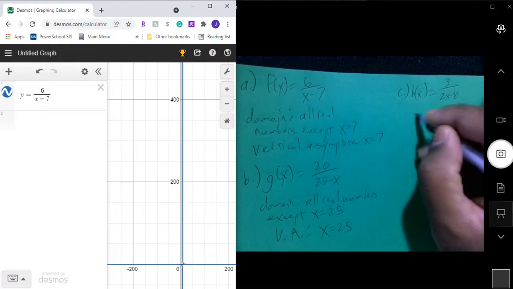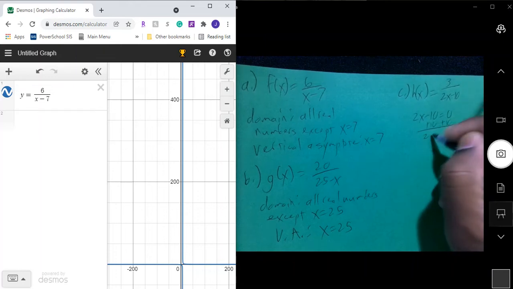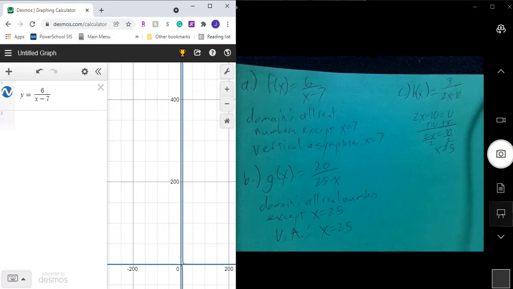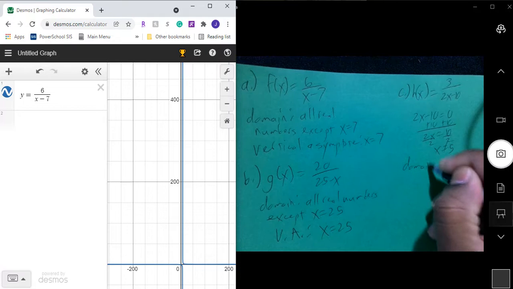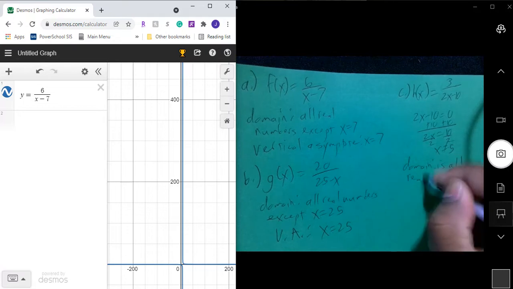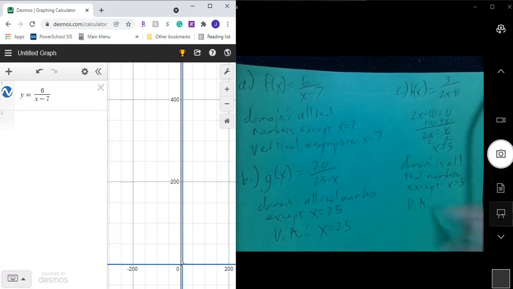So we could go down below here and put 2x minus 10 equals 0. We add 10, 2x equals 10, divide each side by 2, and x is 5. So we know that x cannot equal 5. So what we would say is our domain is all real numbers except x equals 5. And our vertical asymptote is also x equals 5.